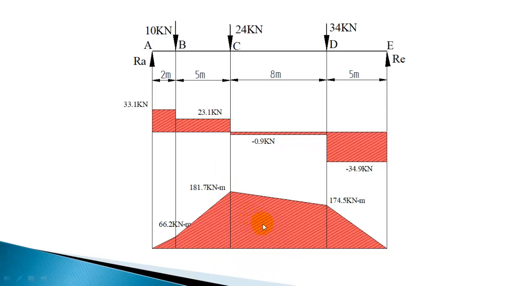And from this bending moment diagram you can easily observe that the maximum bending moment is at point C, and the maximum value is 181.7 kilonewton meter.